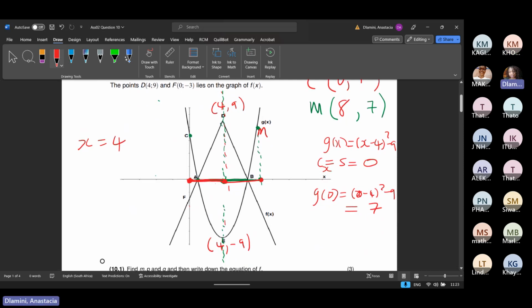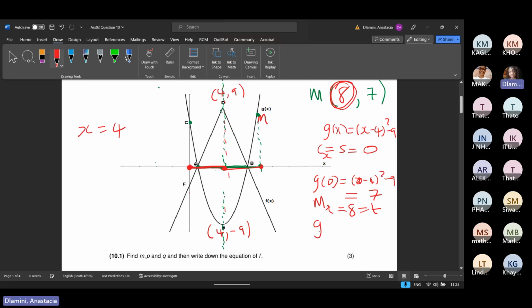Now, if we take the y value of m, let's say the x value of m in this case is equal to 8. Let's call it t. Do you agree that if I substitute in g, I'll still get 7? Yes, you will still get 7, ma'am. That's what we said on the reflection.